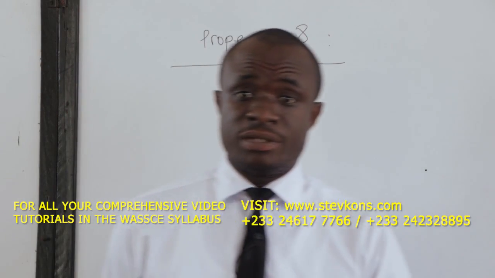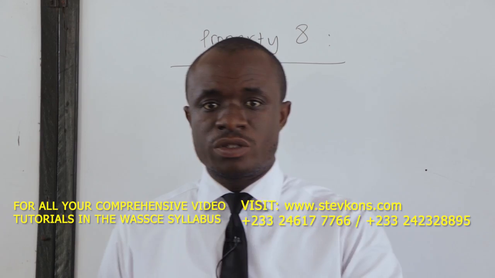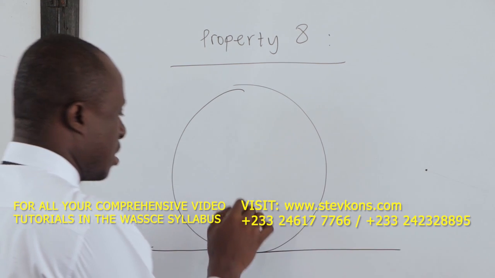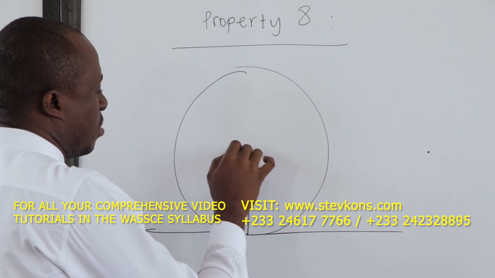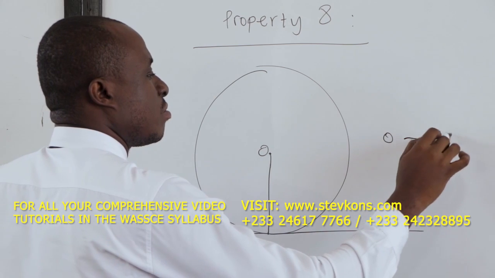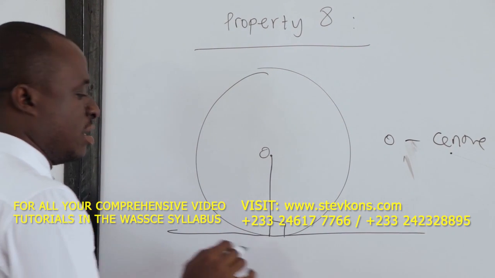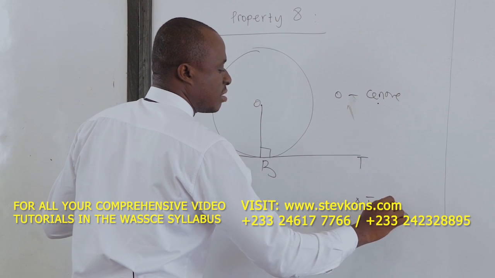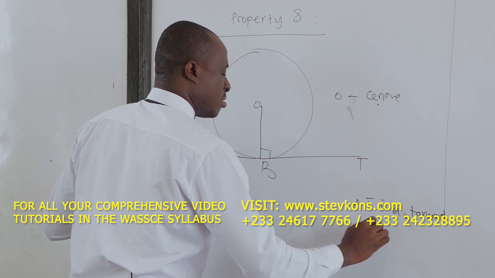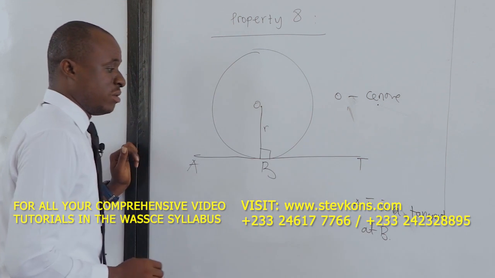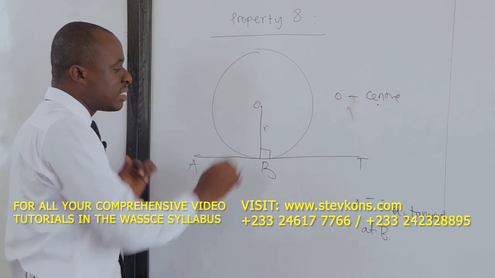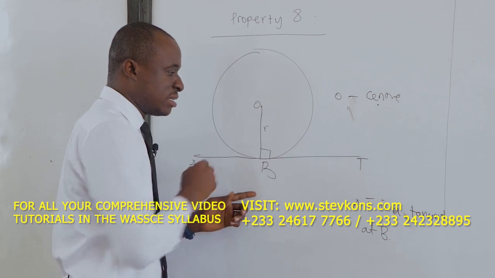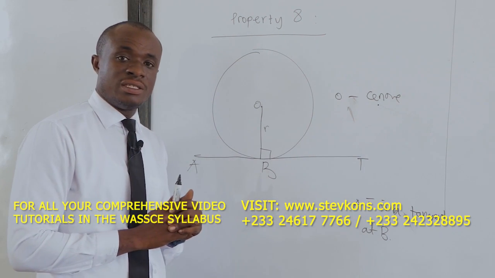Now let's look at the eighth property. The angle a tangent and the radius make is equal to 90 degrees. So if we have a circle and then we have a radius. Now, who is the center? So what are we seeing? If you have A, B, T, and AT is a tangent at B. What are we saying? This is radius. So the angle a tangent and a radius make is equal to 90 degrees. So this is radius, this is tangent. So the angle that is obtained is 90 degrees.